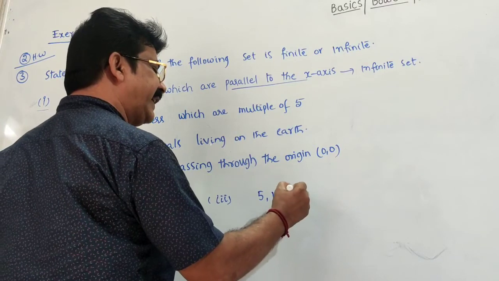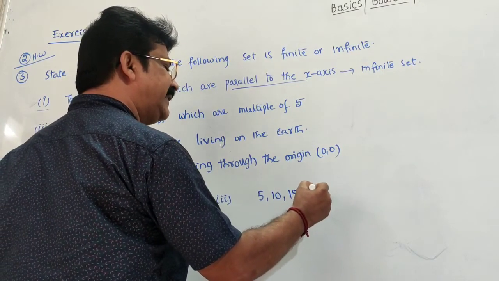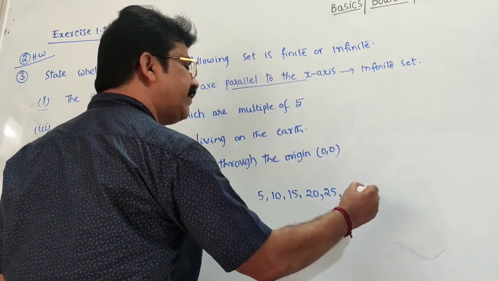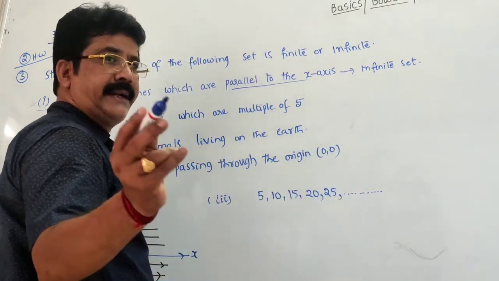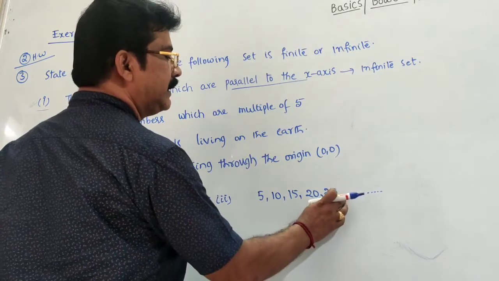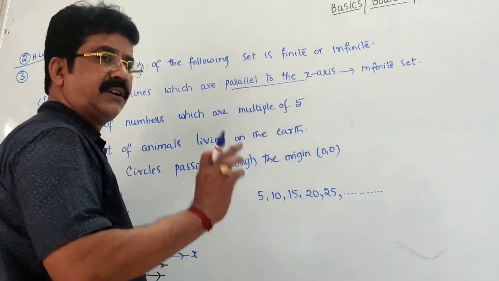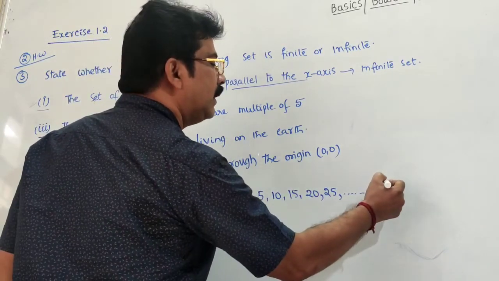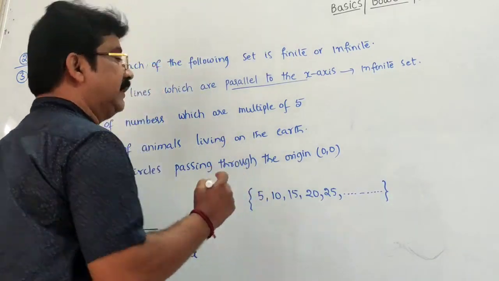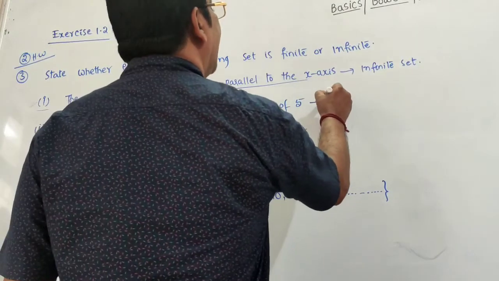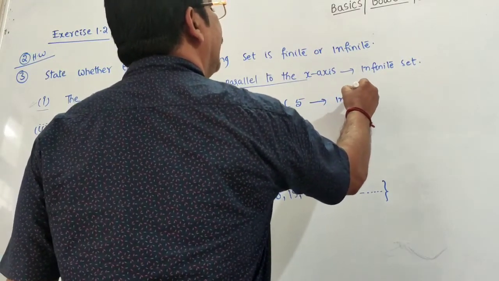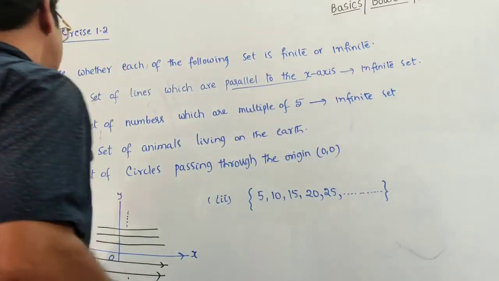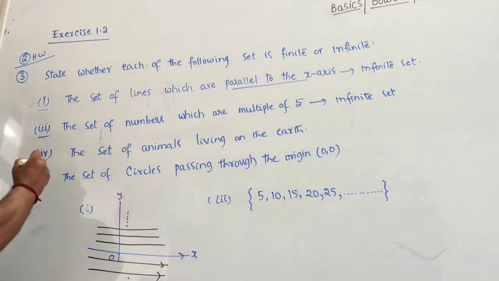5 3 is 15, 5 4 is 20, 5 5 is 25, like that. So infinite numbers are there. Already I said in mathematics, dot stands for "and so on", and "and so on" stands for infinite. So this is an infinite set.